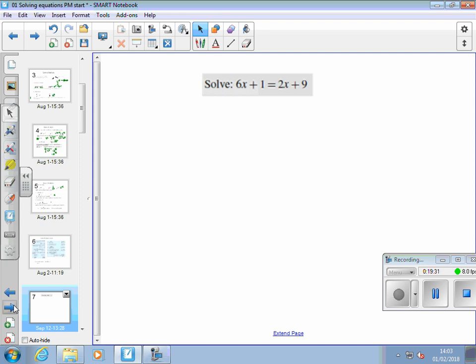Looking at this one then, solve 6x plus 1 is equal to 2x plus 9. With what we've talked about so far, how are we going to tackle that one? Let me see if I can make that bigger. 6x plus 1 equals 2x plus 9.